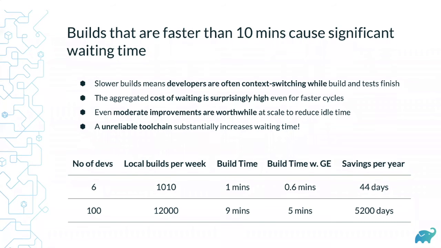When we really start aggregating this up to large teams, so going from that 6 developer team up to 100 developer team, the savings start getting kind of out of this world, right?